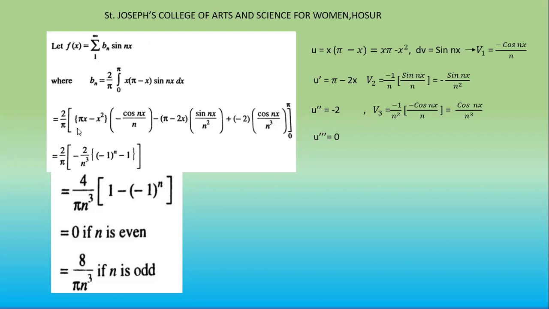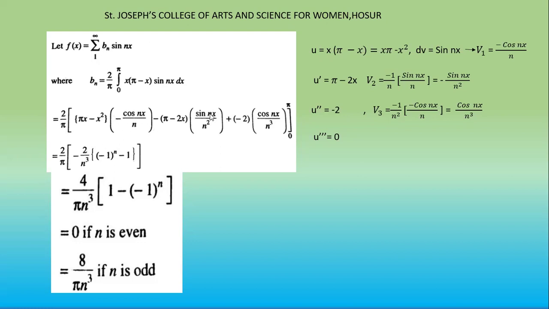Here we'll get pi. When I substitute, first I have to substitute the upper limit, next the lower limit. When I substitute the upper limit, in the place of x put pi, we will get pi square minus pi square, which is 0. So we will get the term as 0 here. Next, when I substitute 0 in the place of x, you will get 0. So this first term fully becomes 0.